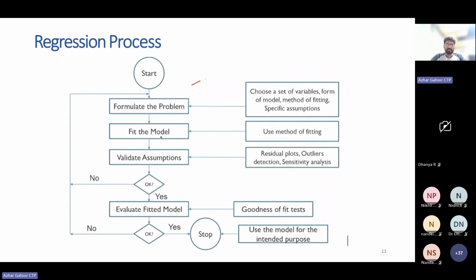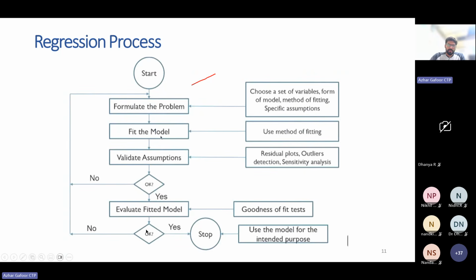Then we have the assumptions that we make. Here we have made some assumptions, so we'll validate those assumptions using the model. Let's say we want some of the points to be exactly on the line. All those things are validated. If we are satisfied with that, then we can move to evaluating the model, where we see the goodness of the fit, etc.